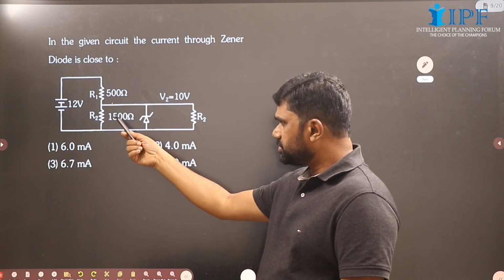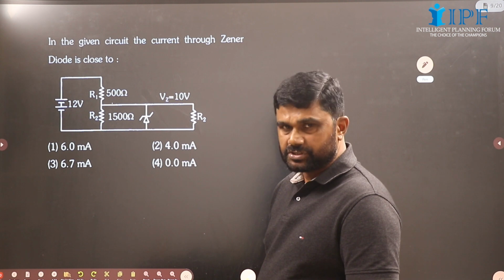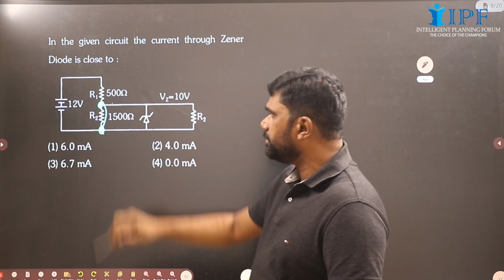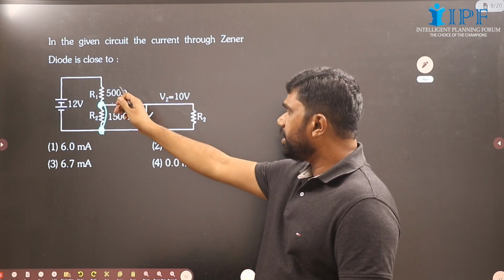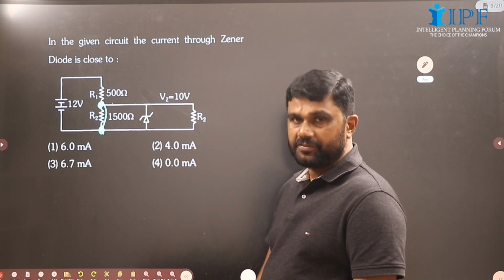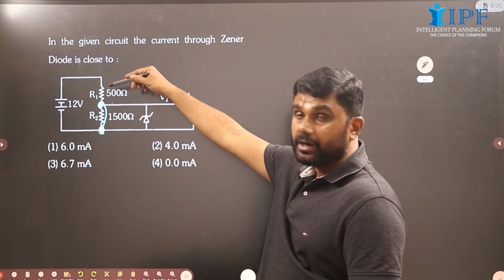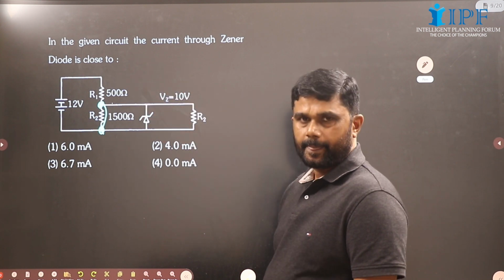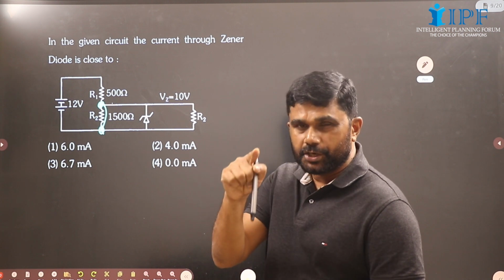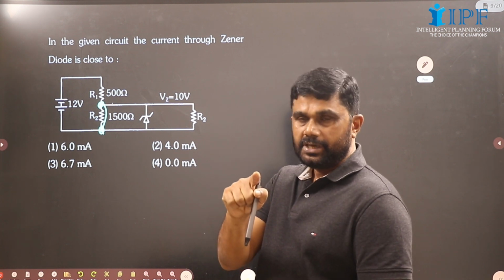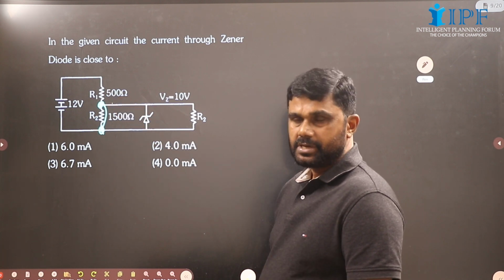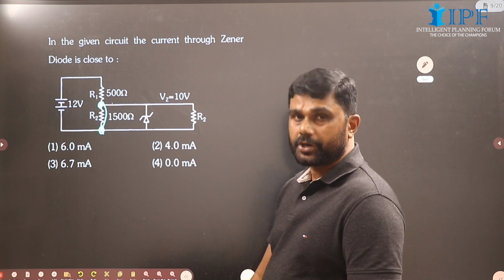here also R2, 1500 in parallel with another 1500. So the resistance between these 2 points will be 750. Okay, here we have 500. Okay, and across these 2 points 750. So the total voltage will be dropped in the ratio 2:3. Okay. 2:3 means 12 volt is to be divided into 2 plus 3, 5 equal parts, in which 2 parts across this one, that is 4.8, and 3 parts here, that is 7.2.